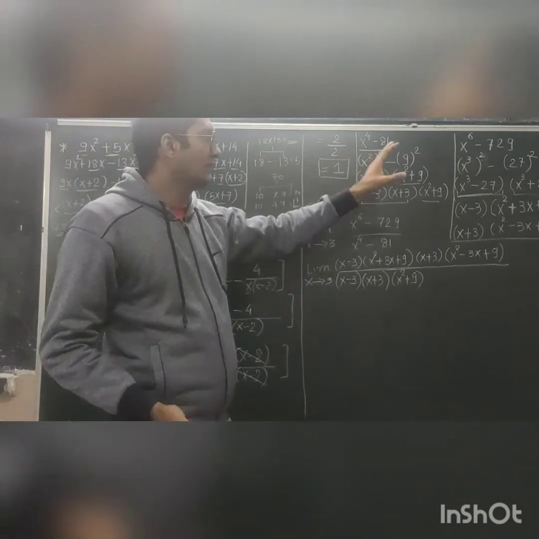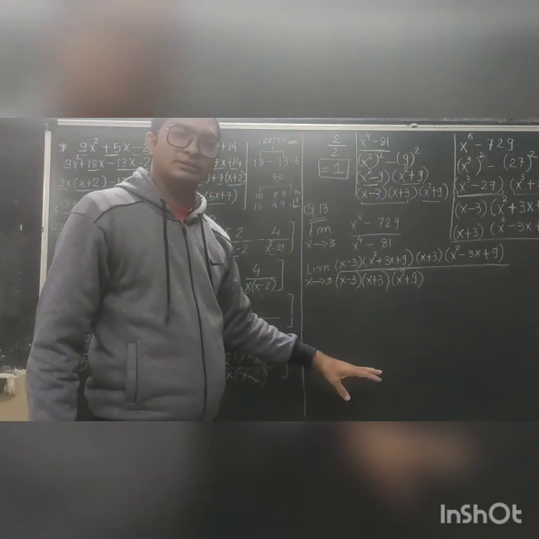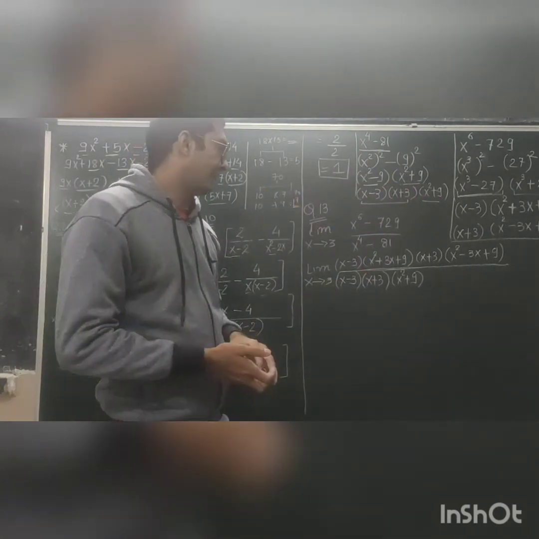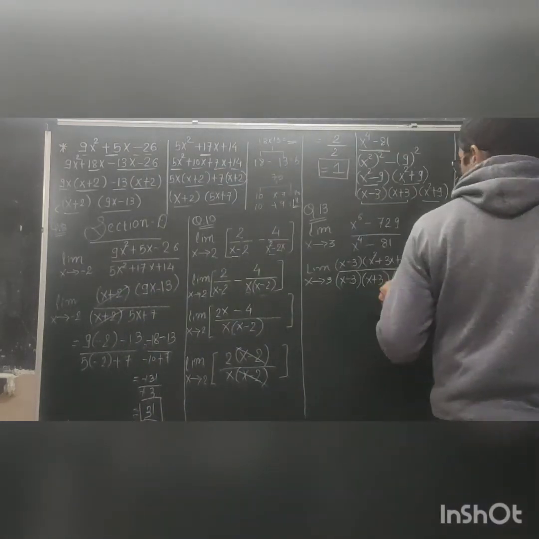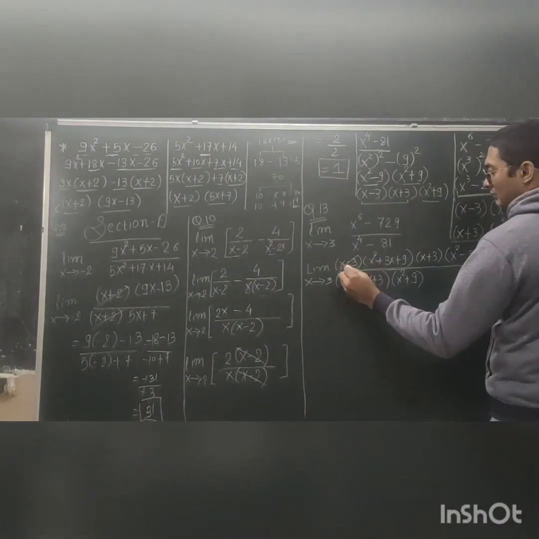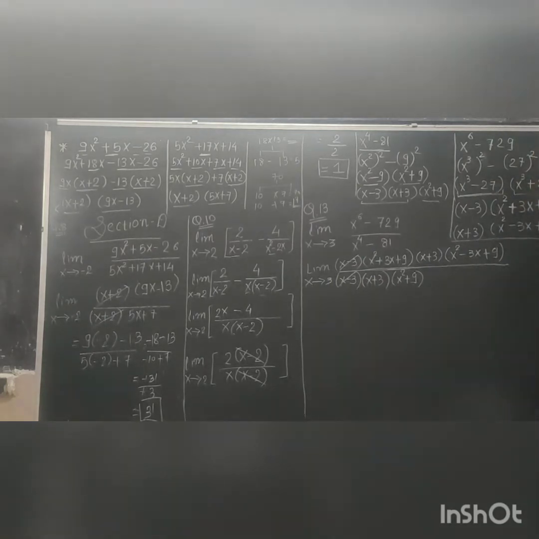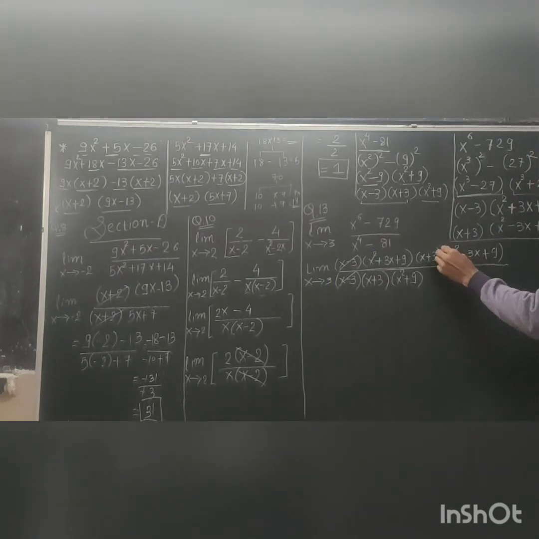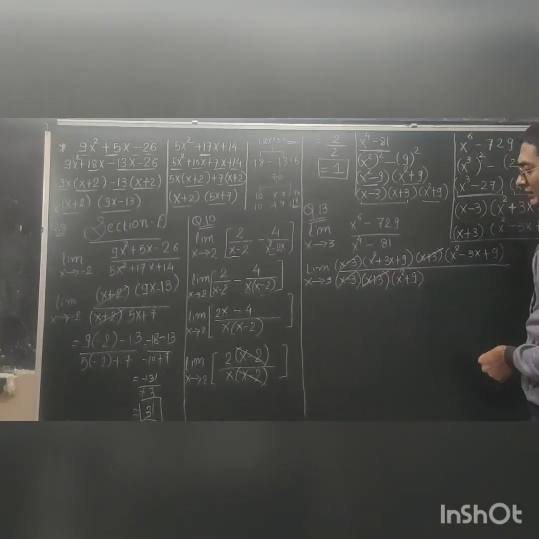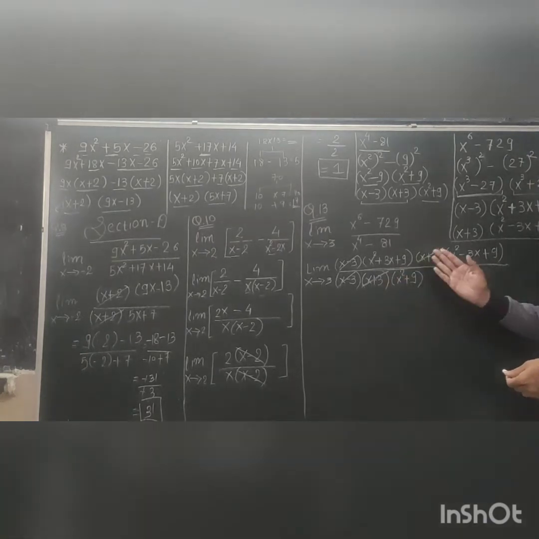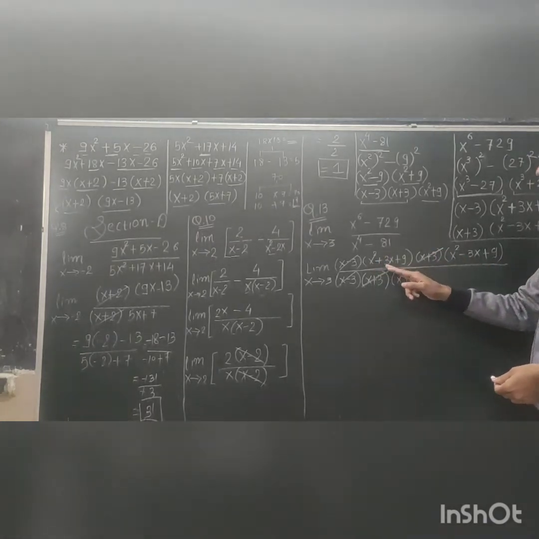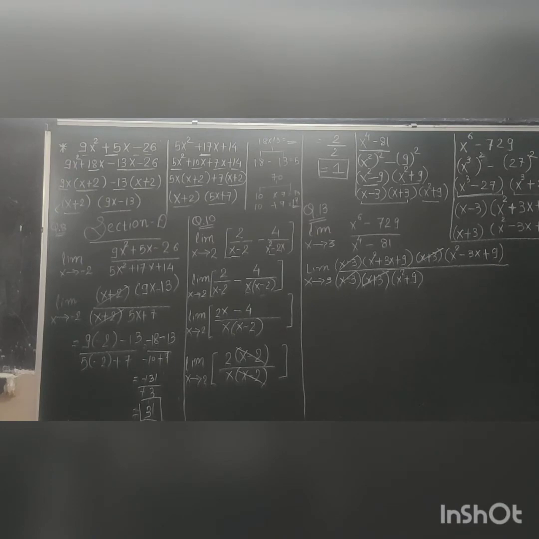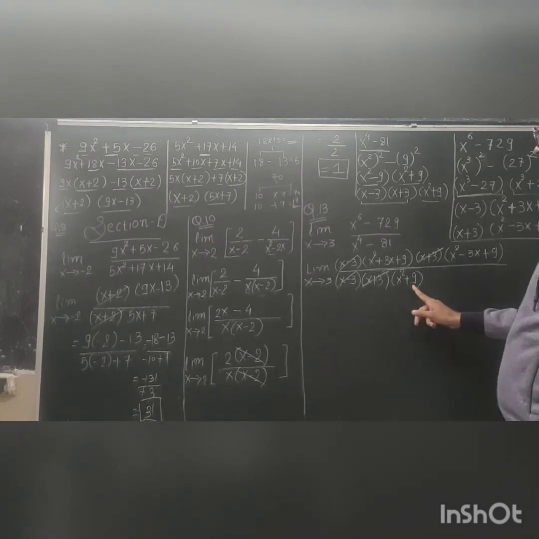Whereas if you know the factorization, then this portion is very simple. How? First of all, cut x minus 3 from the denominator and numerator. Cut x plus 3 from the denominator and numerator. So what is the remaining value? x square plus 3x plus 9, x square minus 3x plus 9, whereas in the denominator, x square plus 9.